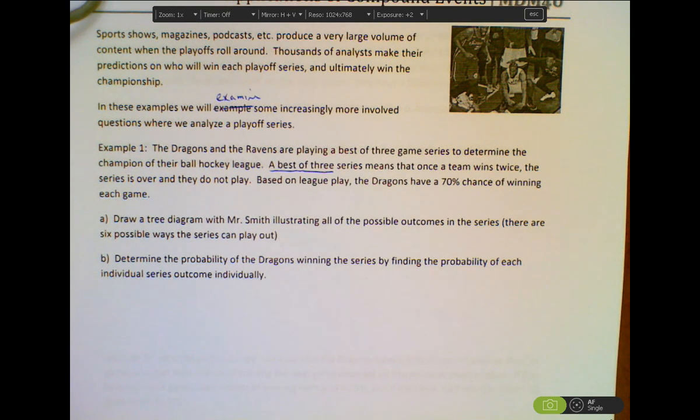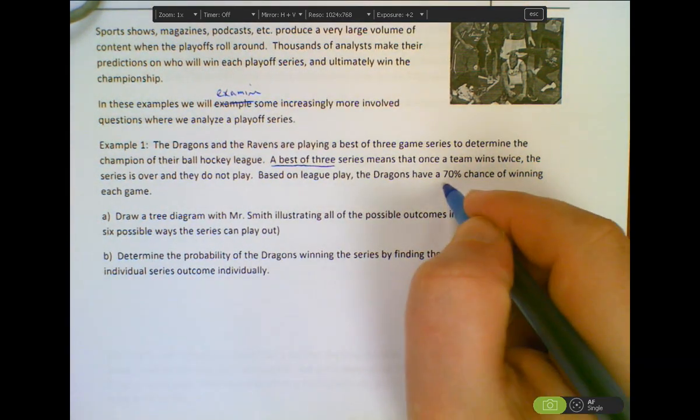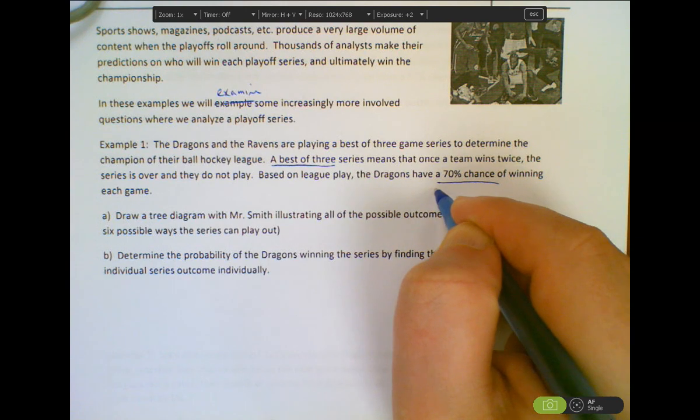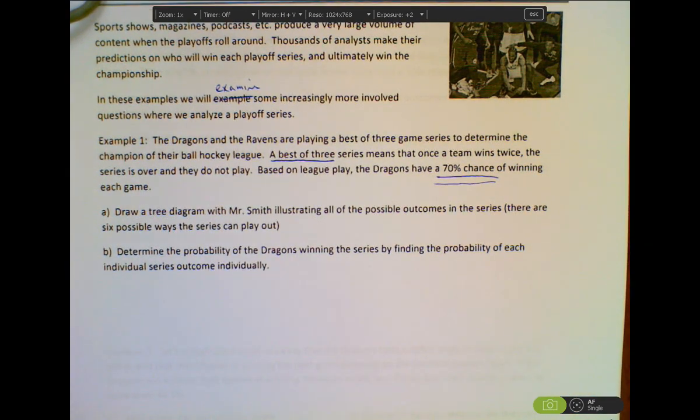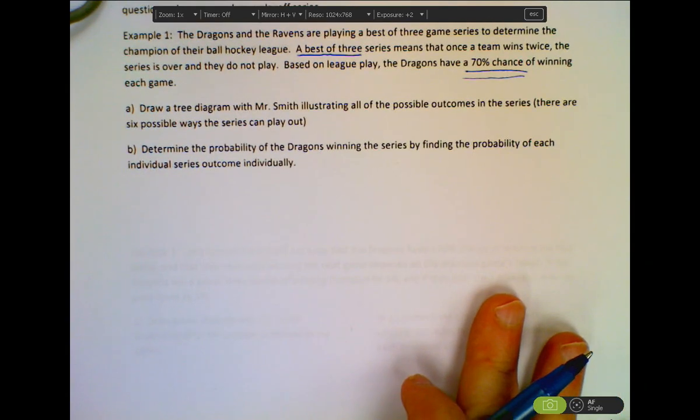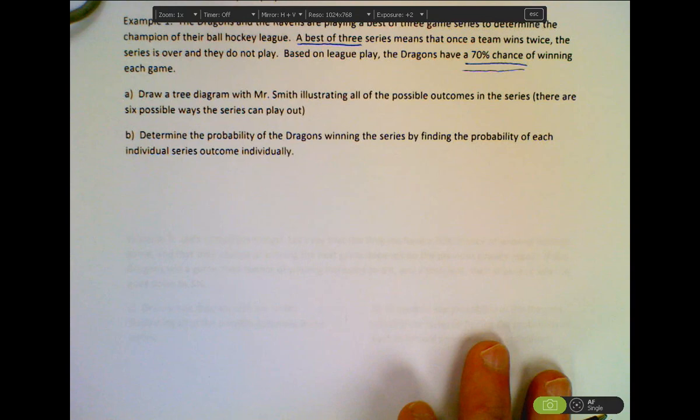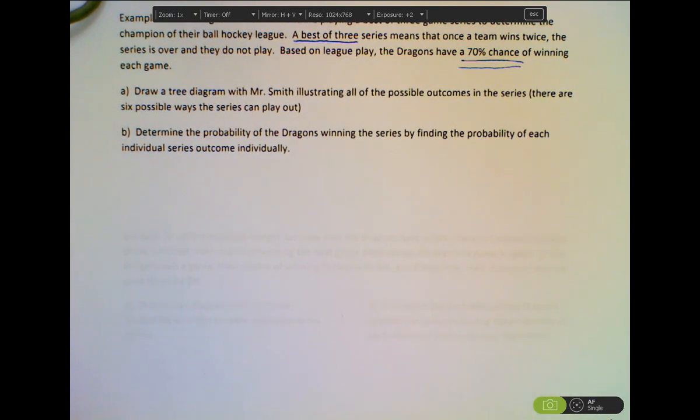We're going to look at this from the Dragons' perspective. Based on league play, they have a 70% chance of winning each game. We're going to keep it simple. To analyze their chance of winning the series, we're going to draw a tree diagram. The tree diagram for this problem is not overly complex. Later on, we will do a tree diagram for a best of five series. So let's draw the tree diagram first.